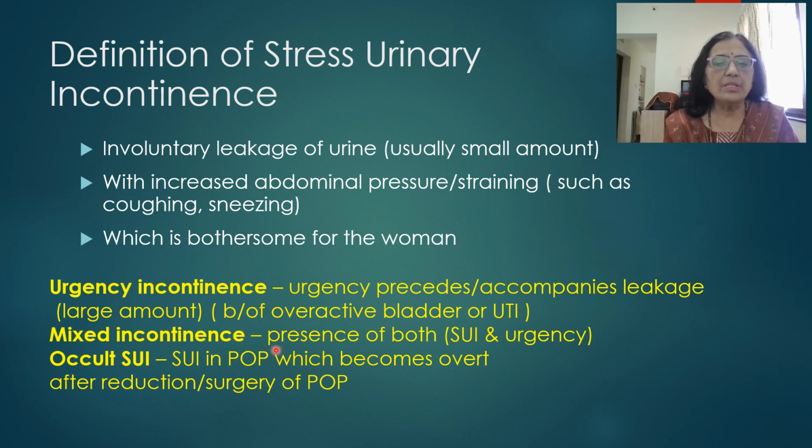Mixed incontinence is when there is a simultaneous presence of both, that is incontinence with increased abdominal pressure, SUI, as well as it is associated with sensation of urgency. What is occult SUI? It is SUI in pelvic organ prolapse, which becomes overt after reduction of prolapse or surgery of prolapse.